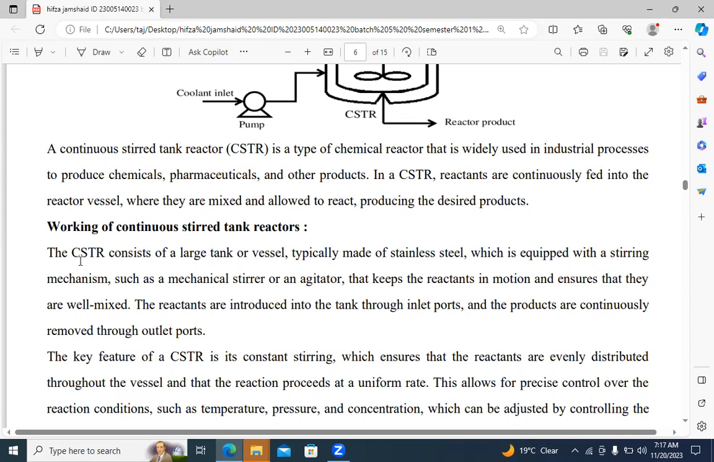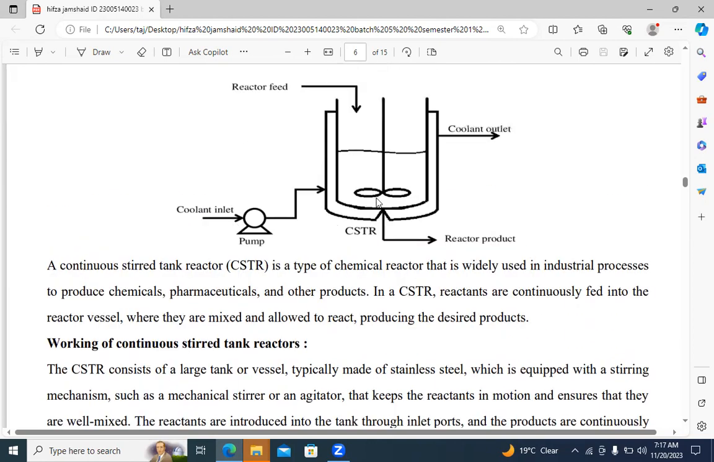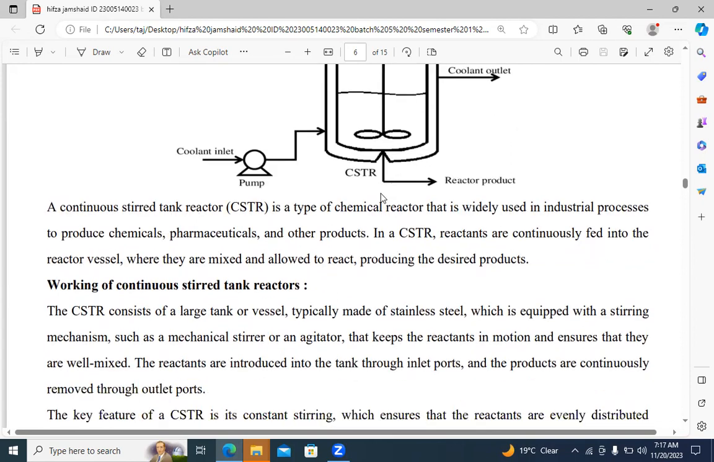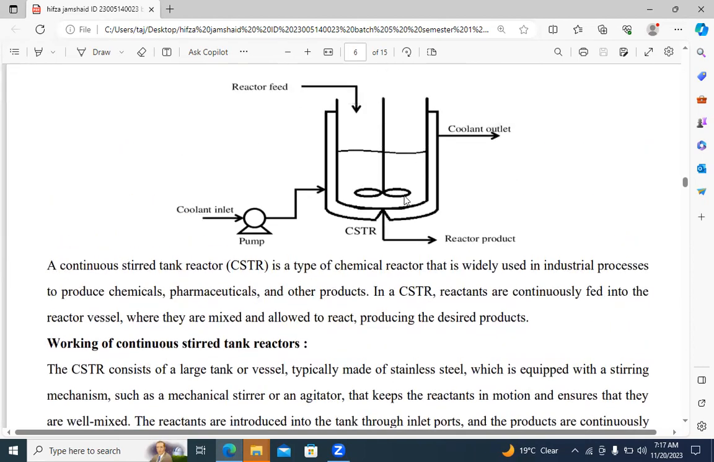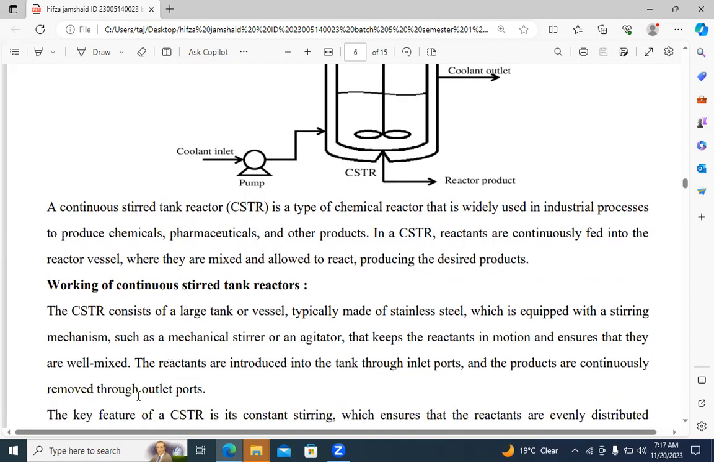Basically, a continuous stirred tank reactor consists of a large tank or vessel made of stainless steel, which is equipped with a stirring mechanism. This is the stirring mechanism. We can call it an agitator, that keeps the reactants in motion. Reactants in motion means there is continuous stirring, so they are always moving. So they are well mixed. The reactants are introduced through the inlet port, and the product is continuously removed from the outlet port.